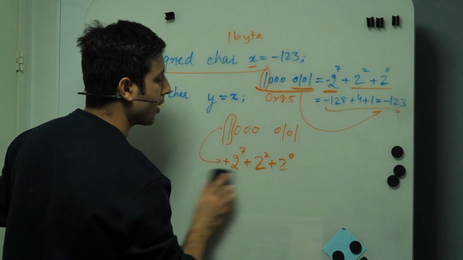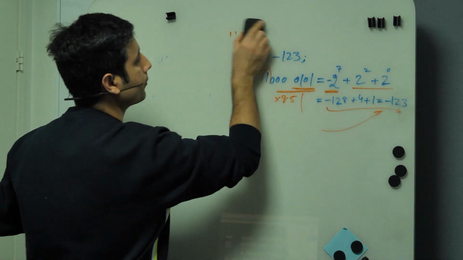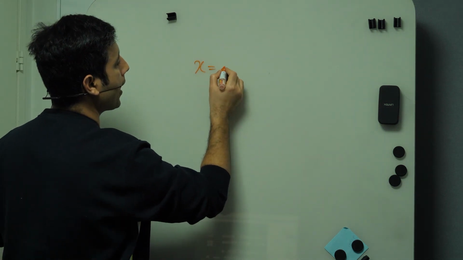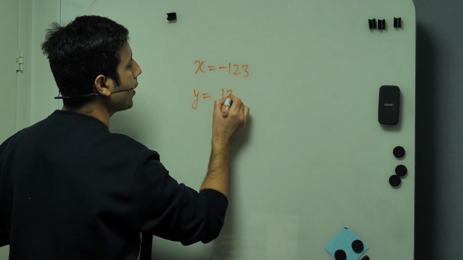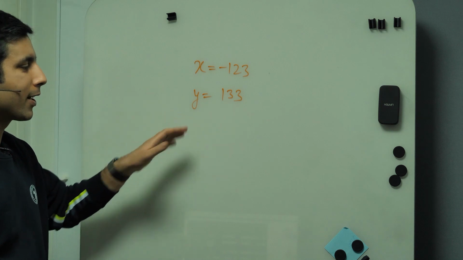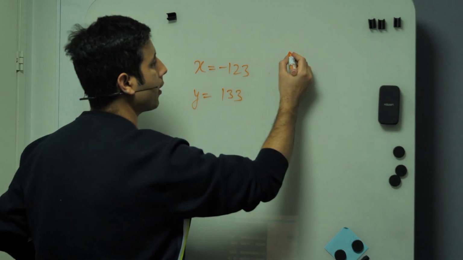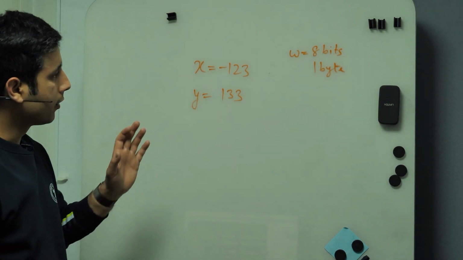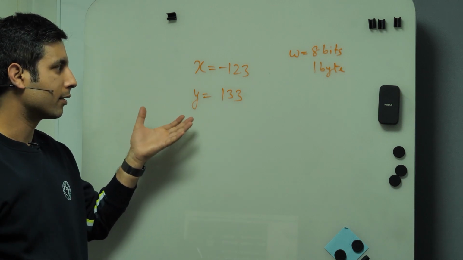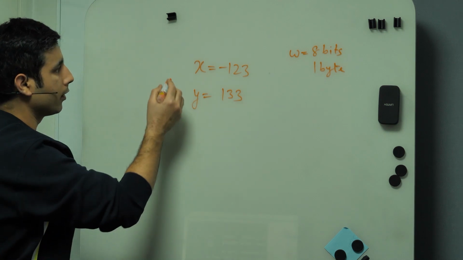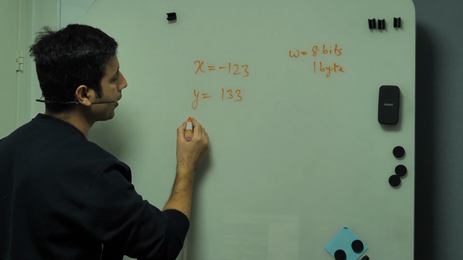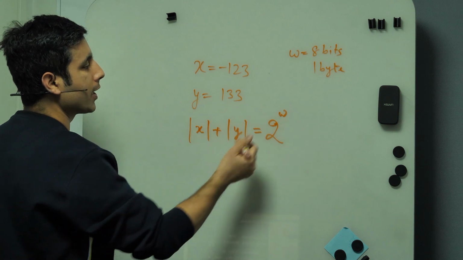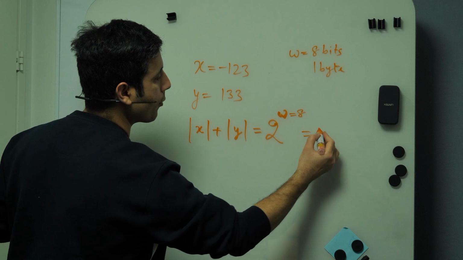Now there's an interesting relationship between these two values. In our example, x was -123 and y was 133. We need to remember that we are talking about data types which have the same size, here 8 bits or 1 byte. One crucial property these encodings have is that when you convert one to the other, the difference between x and y is always 2 raised to the power w. Here w is 8, so this amounts to 256.